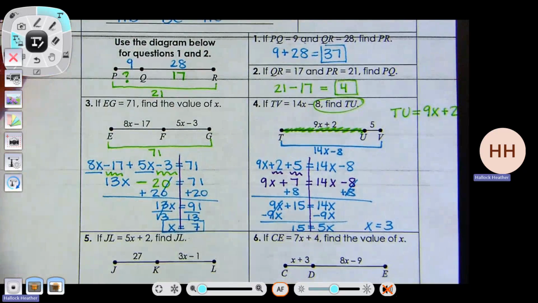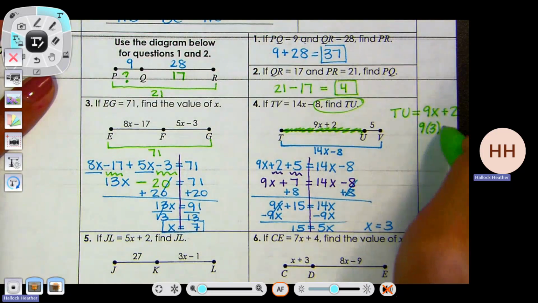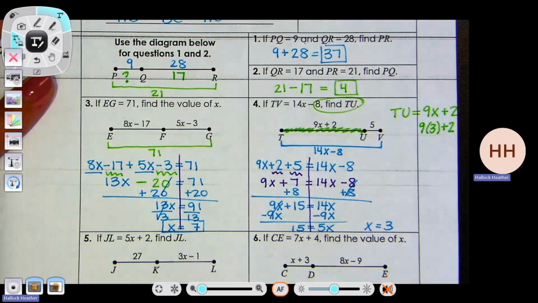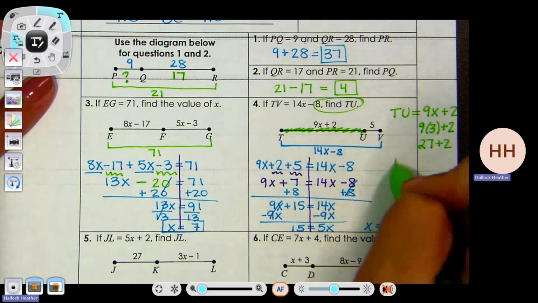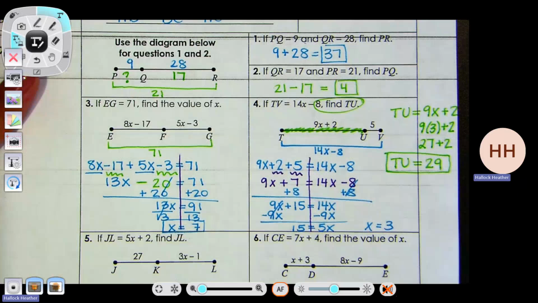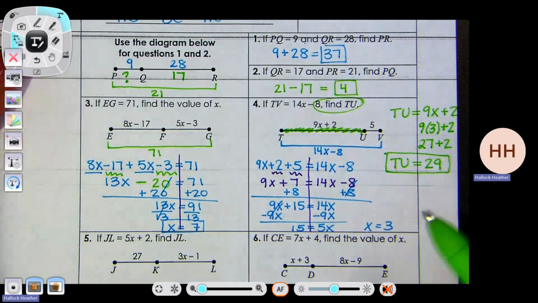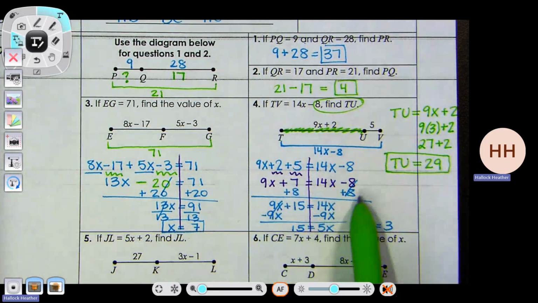It's called substitution. So I'm substituting in my X value. So I'm really doing 9 times 3 plus 2. 9 times 3 is 27 plus 2. TU is 29. And once we get used to this, realistically, you could do this part on the calculator. So if you show your work to find X and then you just put the answer for TU because you plug it into the calculator, then that's totally fine. You don't have to show every single step. But for this, you do need to show your work because this is the whole process.